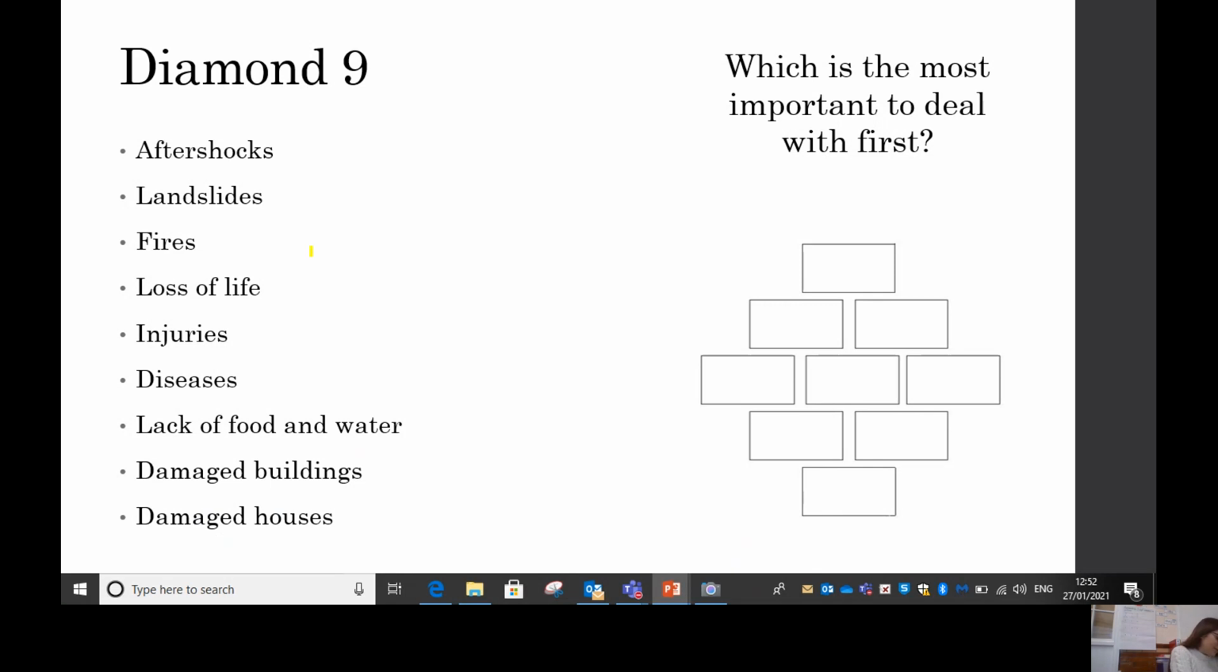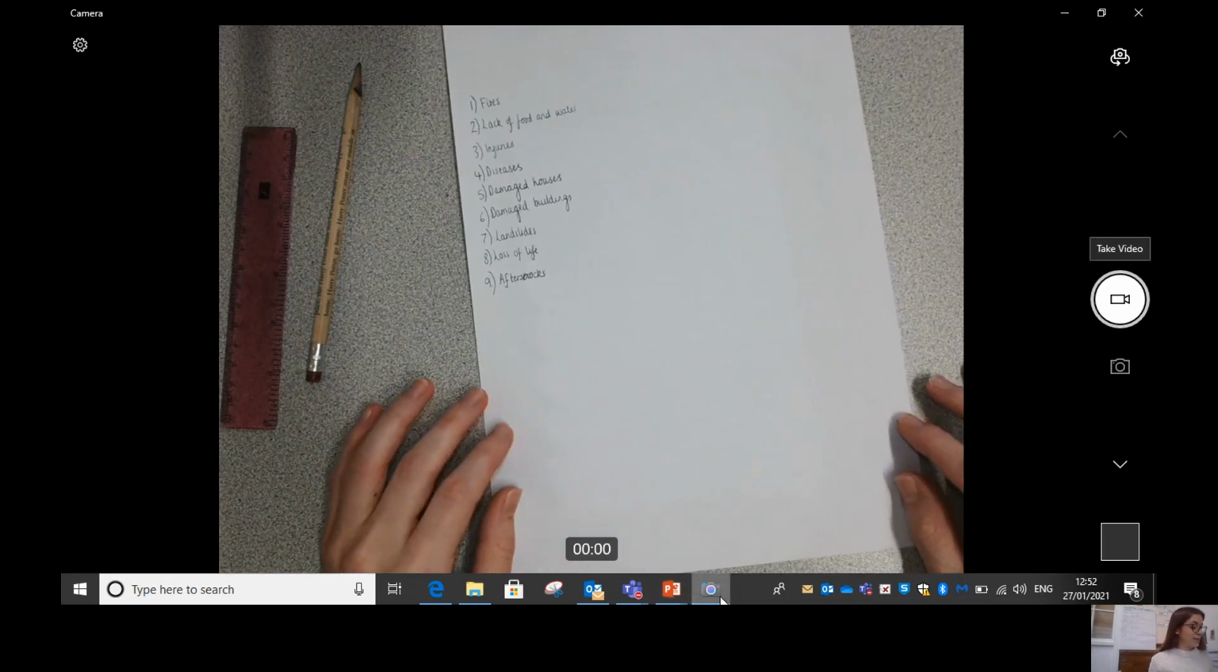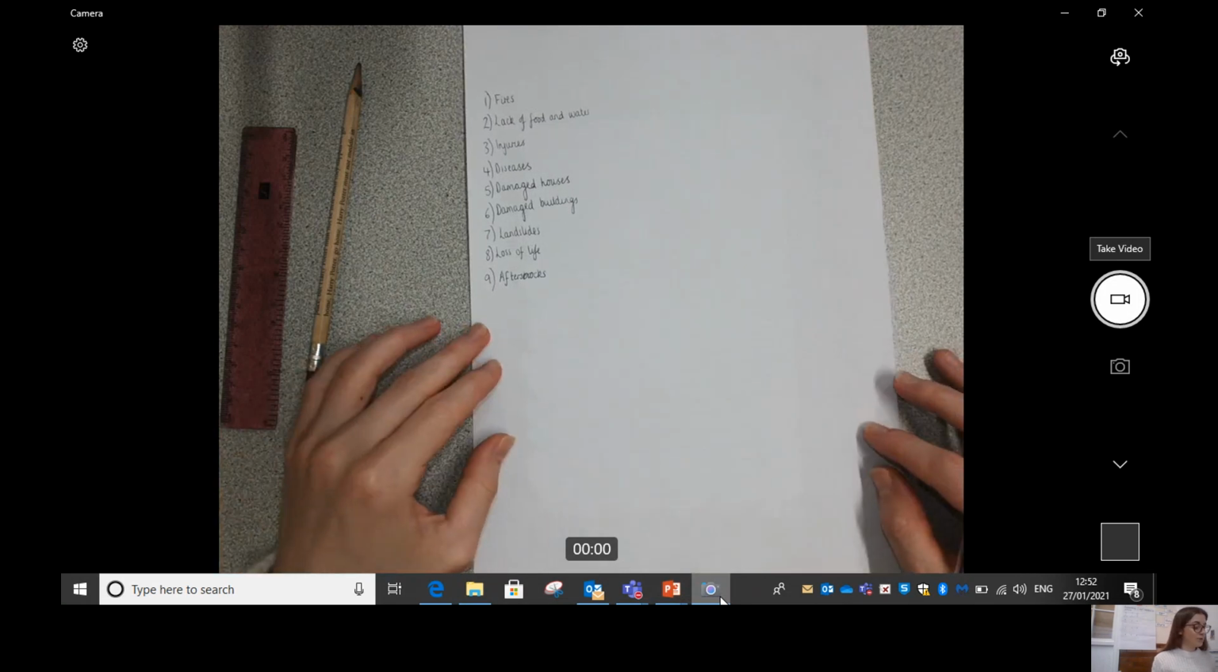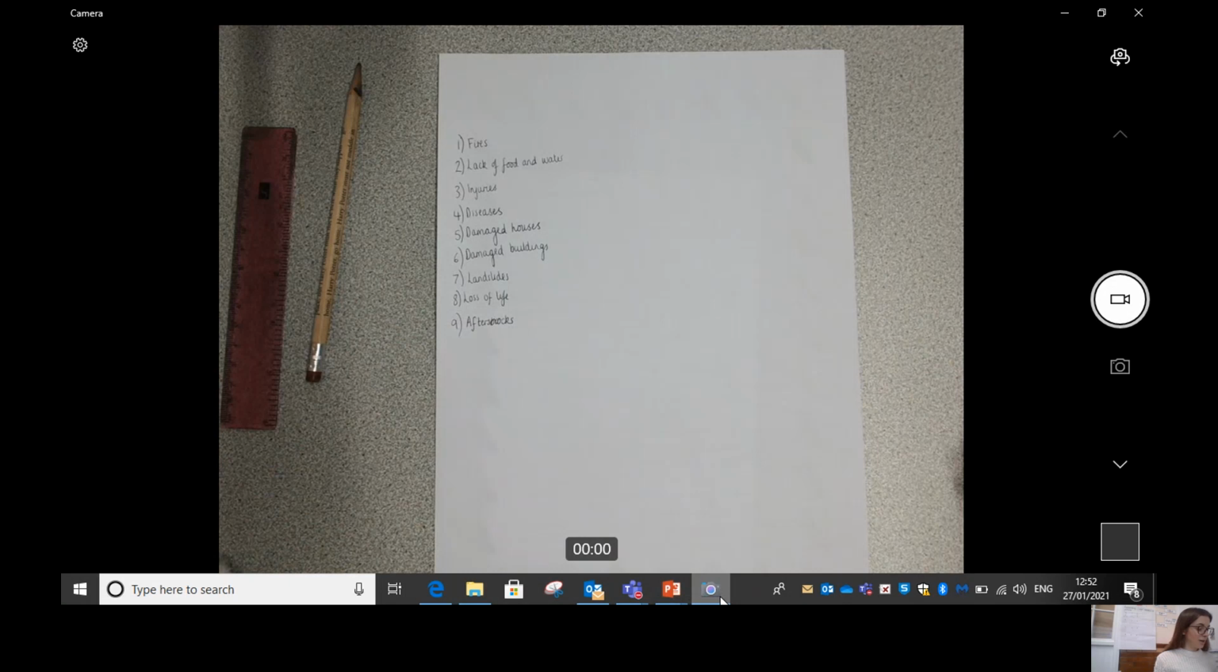And landslides for number 7. Because again, landslides, I can't stop them from happening, but I could tidy up from them. So it is going to be an important effect to deal with, but it's not something that I feel needs dealing with straight away.